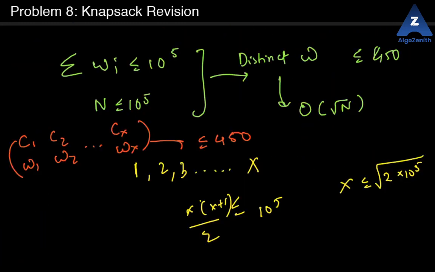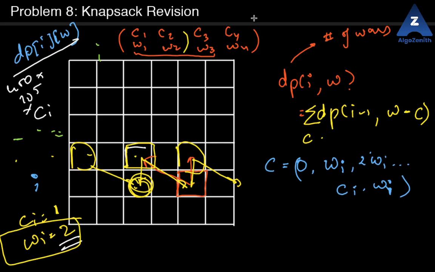Let me quickly revise the whole thing. First of all, there is an observation that you have only order root n number of distinct elements possible. So we first compress that and write it down as there are c1 elements of weight w1, c2 elements of weight w2, and so on. Next we try to build this DP, dp of i comma w, which is the number of ways in which you can form the weight w using the first i elements of this compressed form, that is, you have used c1 weights, c2 weights, up to ci weights.